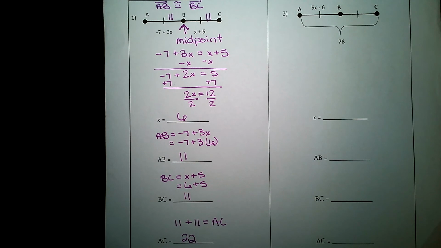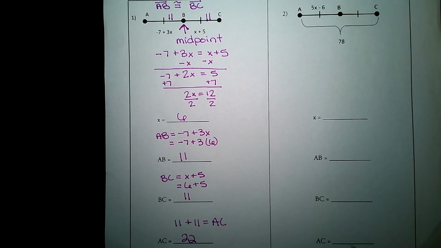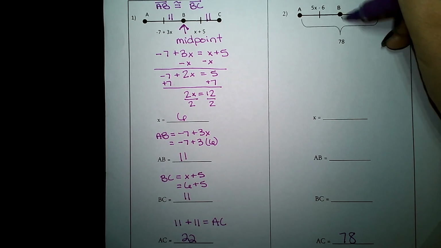One more to go, everybody. I'm going to help you think through the beginning of this one, and then I'm going to let you roll. In this second example, we've been given the whole length as 78. So I'm going to go ahead and copy that down in AC down below. That's 78. We've also been told that these segments are equal, which means B is a midpoint again.